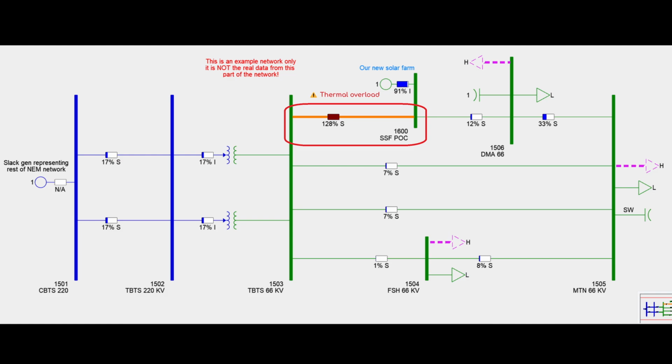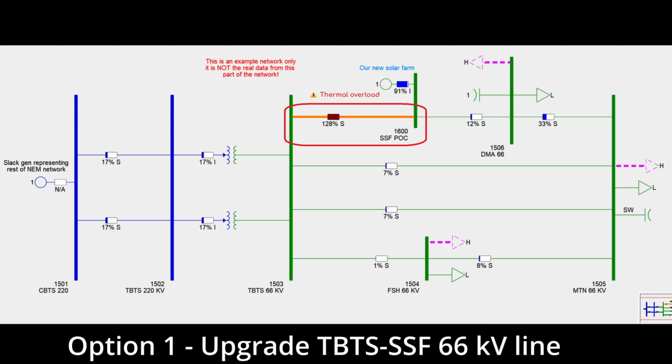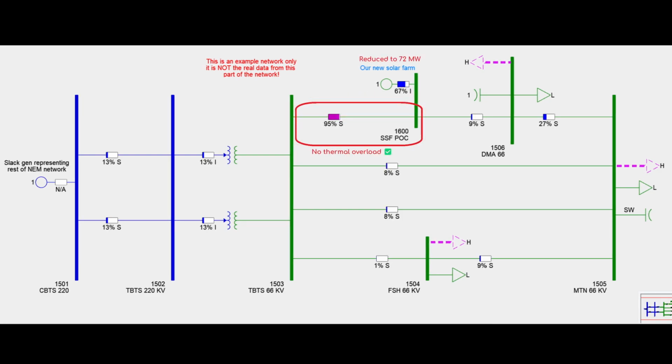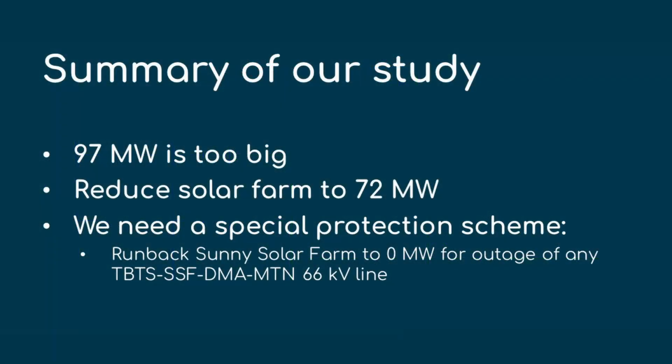Yet again, we have two options. Option 1 is pay to upgrade the 12-kilometer line segment between Tyabb and Sunny Solar Farm so it can carry additional power, or reduce our solar farm size. Reconductoring line is very expensive, so let's opt to reduce our solar farm size slightly. We can see if we reduce from 97 megawatts to 72 megawatts and adjust our reactive power capability by the same factor, the line loading drops to an acceptable level.